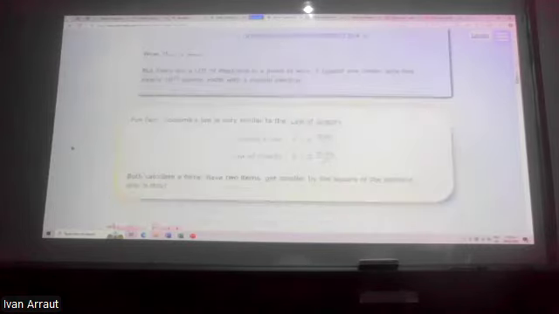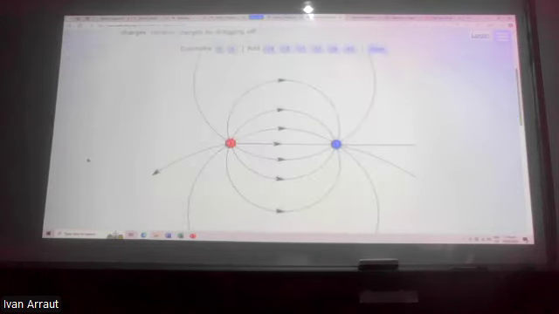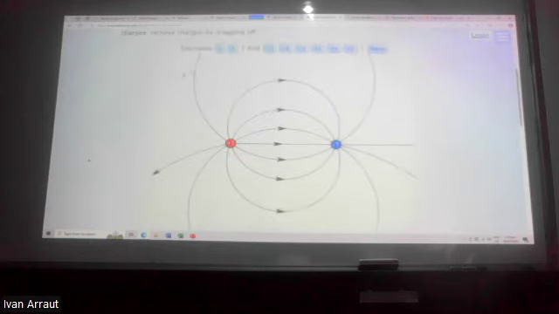Well, we already saw the Coulomb law. We don't have to do this part. Let's take a look at these electric field animations. Look at this. The first one is a positive charge. Let's assume that this is 1 Coulomb, and this is minus 1 Coulomb.